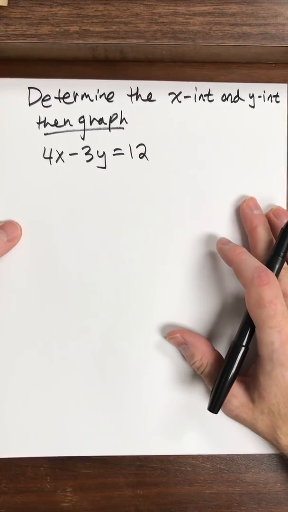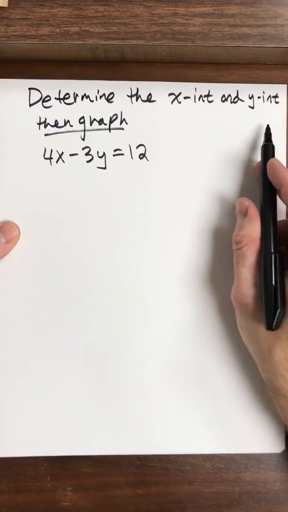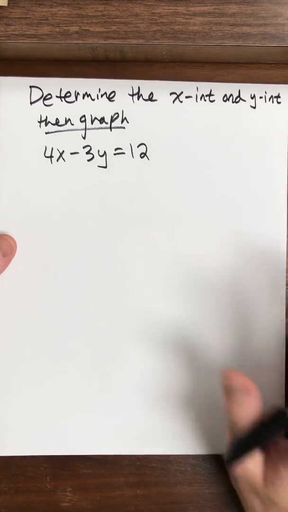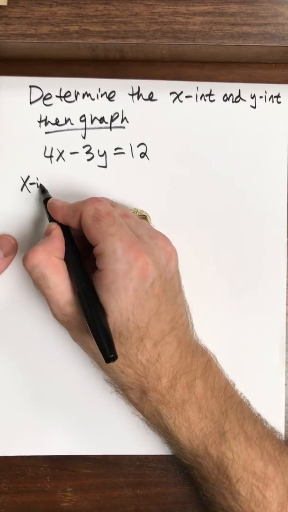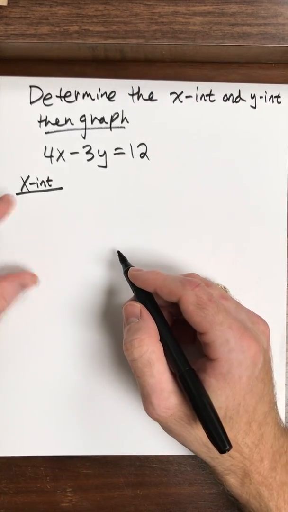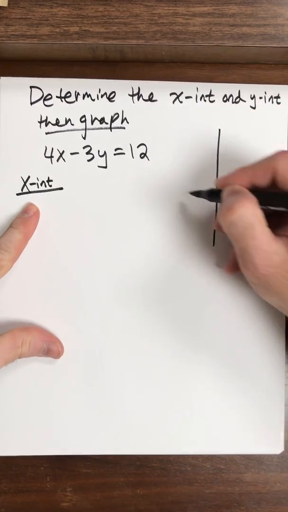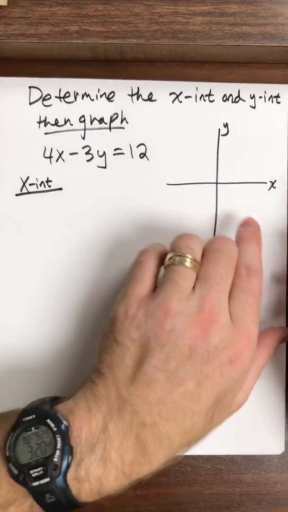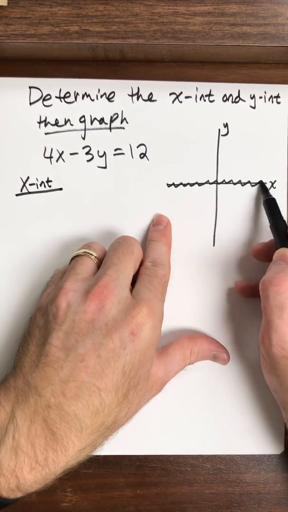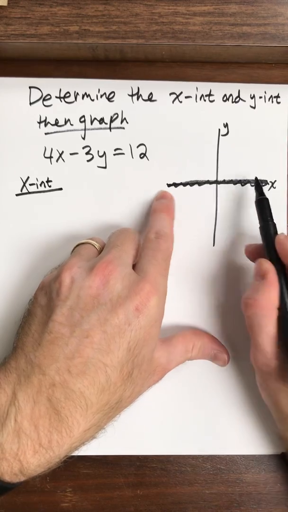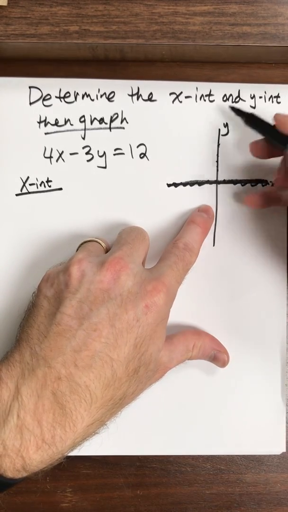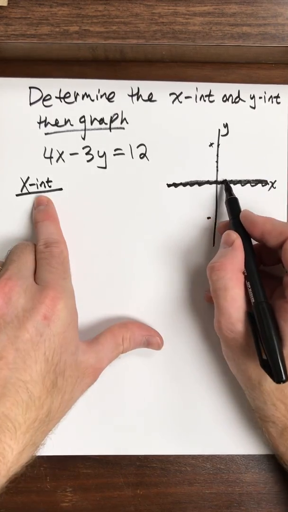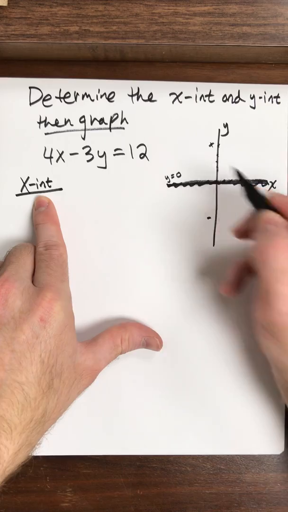Okay, so I want to determine the x-intercepts and y-intercepts, and then I want to graph this linear equation. Now, to find the x-intercept, this is where we cross the x-axis. So the x-axis here and the y-axis here. So on the x-intercept, what is the value of y? Well, y above the x-axis is positive and below the x-axis is negative. So on the x-intercept, y is equal to 0.